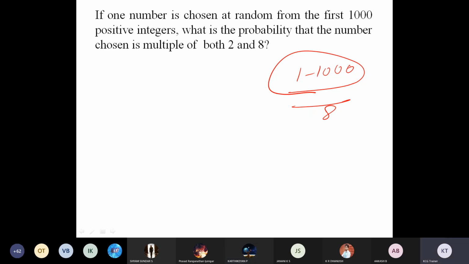1000 by 8, sir. That means there are 125 numbers. From these 125 numbers, I select one number that matches the given condition, out of 1000 C1. That means out of 1000 numbers, I have to select one number, and there are possibilities of only 125 numbers which are divisible by both 2 and 8. Everyone clear, guys?